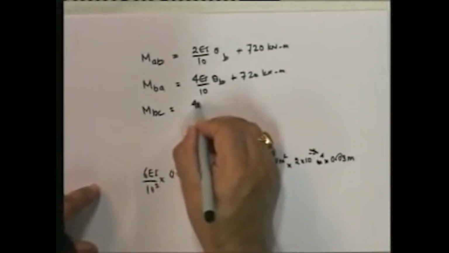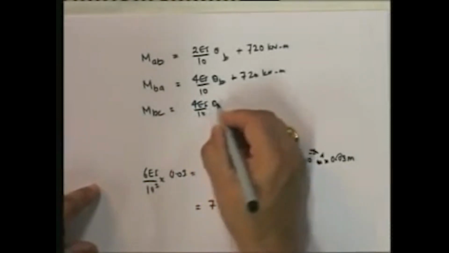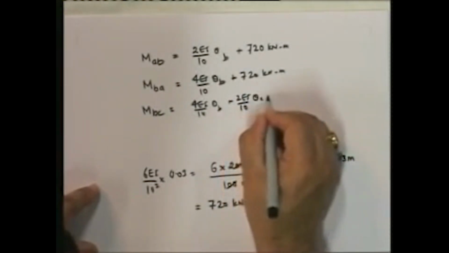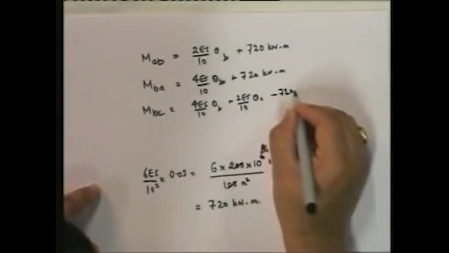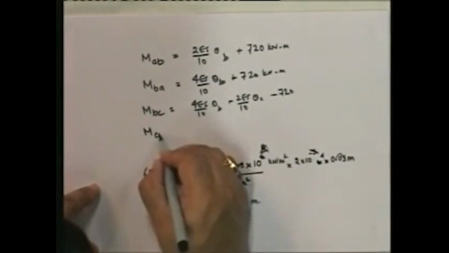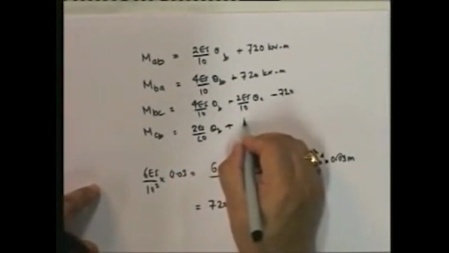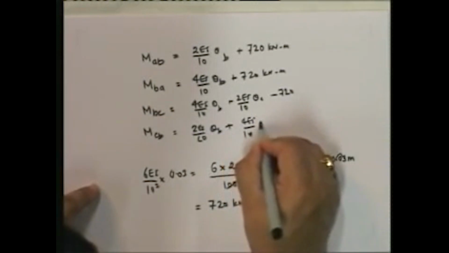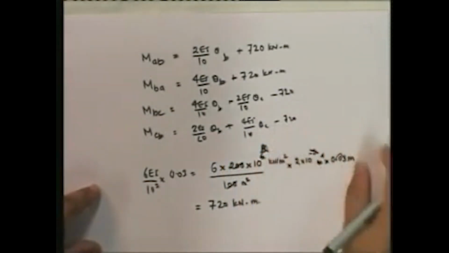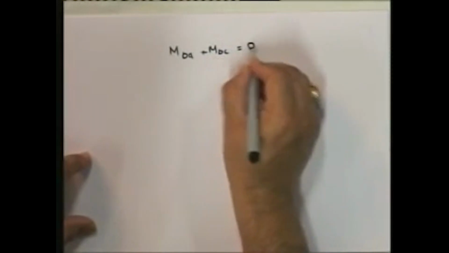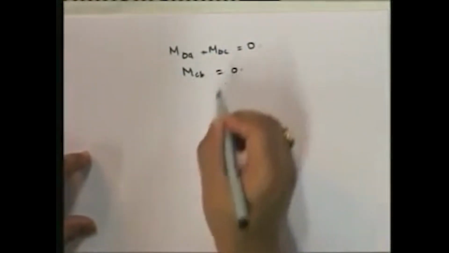MBC is equal to 4EI upon 10 theta B plus 2EI upon 10 theta C minus 720, the same, and then MCB is equal to 2EI upon 10 theta B plus 4EI upon 10 theta C minus 720. Now the equilibrium equations are the same. Okay, so the equilibrium equations are MBA plus MBC is equal to 0 and MCB equal to 0.